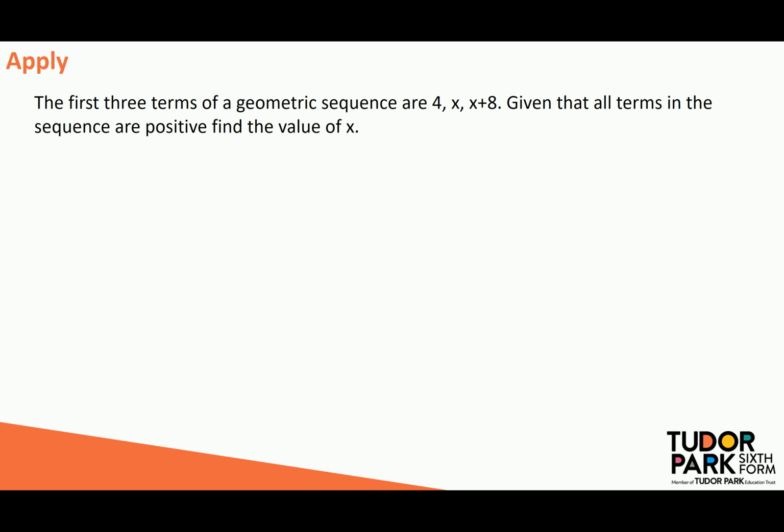Now, as I mentioned earlier, there was a reason why I was showing you the division method for finding this common ratio, and it's for this question. The first three terms of a geometric sequence are 4, x and x plus 8. Given that all terms in the sequence are positive, we want to find a value for x.